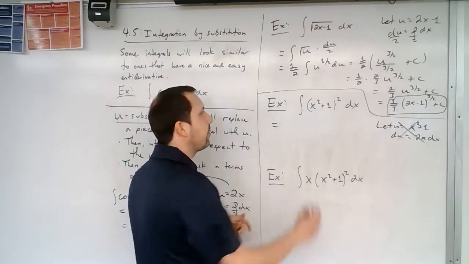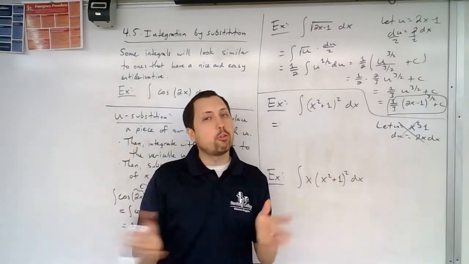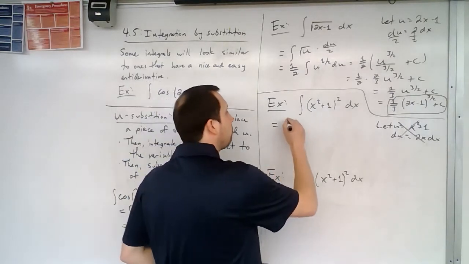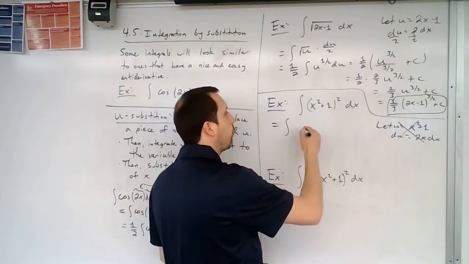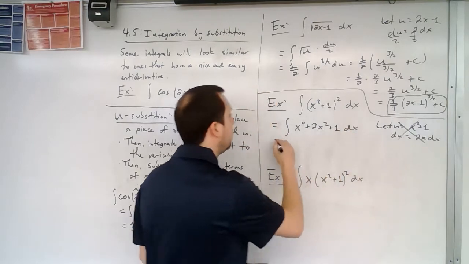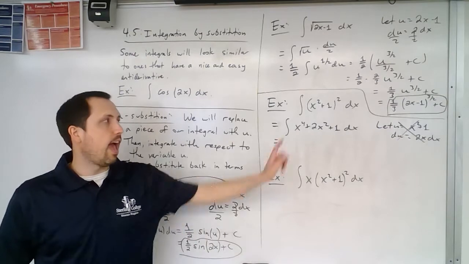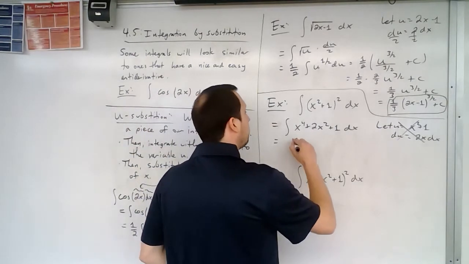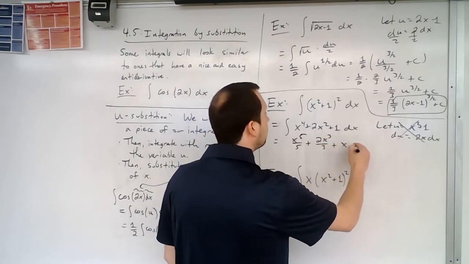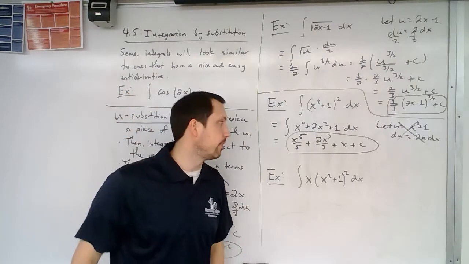So the technique for this is just use algebra. You can always expand expressions and multiply them and divide them and so on and so forth. So this, I'm just going to multiply this out. X squared plus 1, when I square that, that becomes x to the fourth plus 2x squared plus 1 dx. Now this simply requires me to use my regular integrating skills. Add 1 to the power, divide by the power. So I have x to the fifth divided by 5 plus 2x cubed divided by 3 plus x plus c. And that's my answer. No u-substitution necessary.